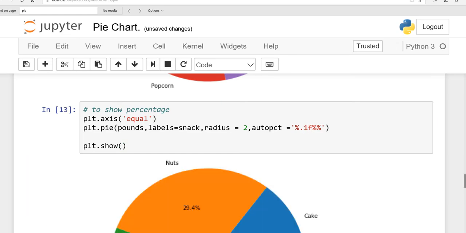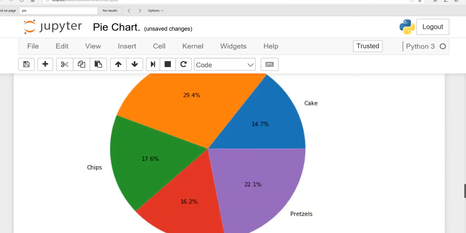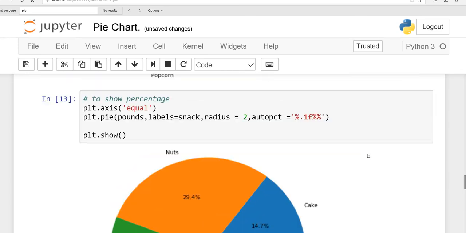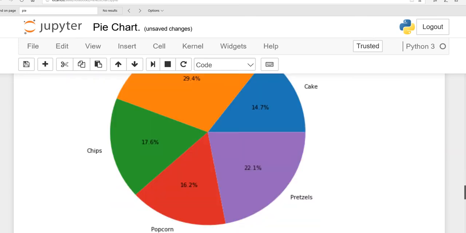And if you make it 0, then it will round. So 29.4, after the decimal we have one place. In all the slices you can have 1 after the decimal, right? So you have to use the autopct function.